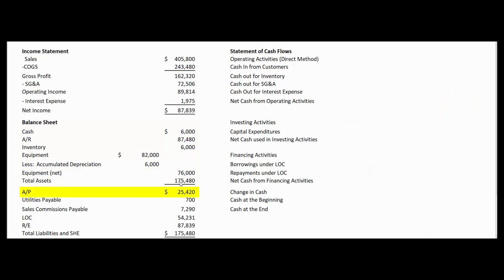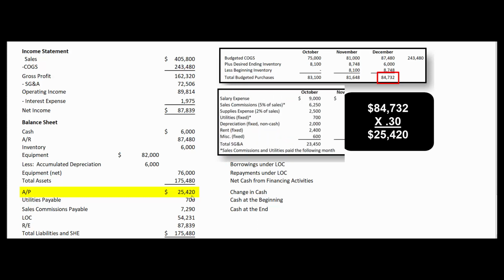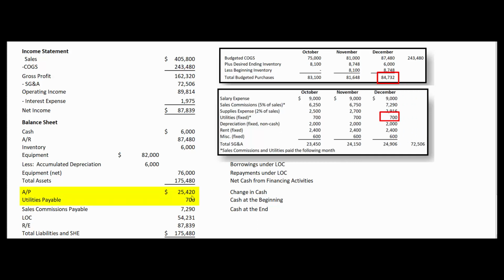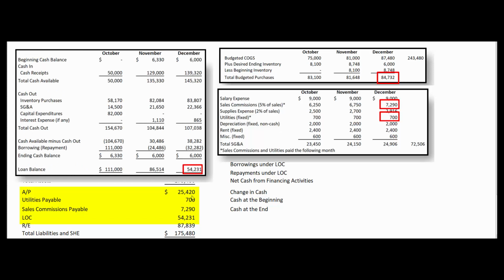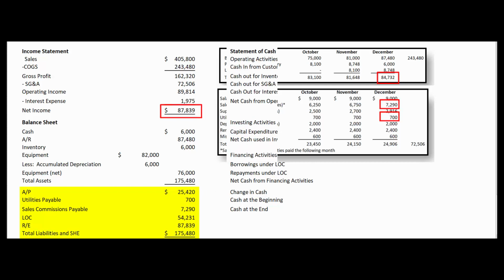Okay, the right-hand side of the balance sheet starts with accounts payable. That's the remaining purchases of the December inventory. Remember, we pay 70% in the month and then 30% in the next month. That $700 is the utilities payable left over from December. Sales commission payables, that's $7,290. That's left over from December. Remember, the balance on our line of credit is $54,231. Retained earnings at the beginning, 0, plus net income, $87,839, minus dividends gives us retained earnings at the end of $87,839. So the right-hand side of our balance sheet is $175,480. Our balance sheet balances. We're in good shape.